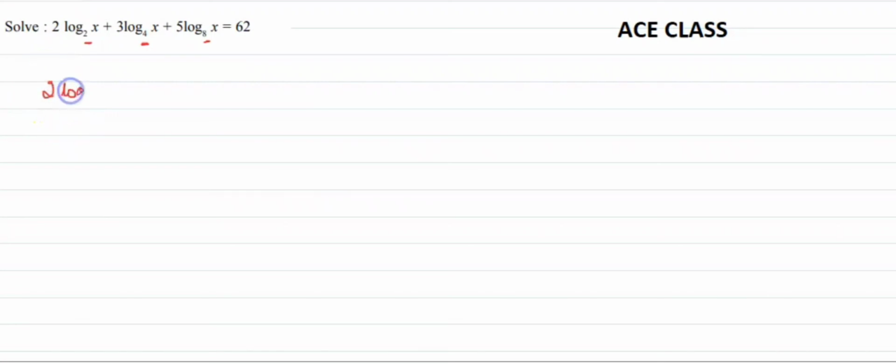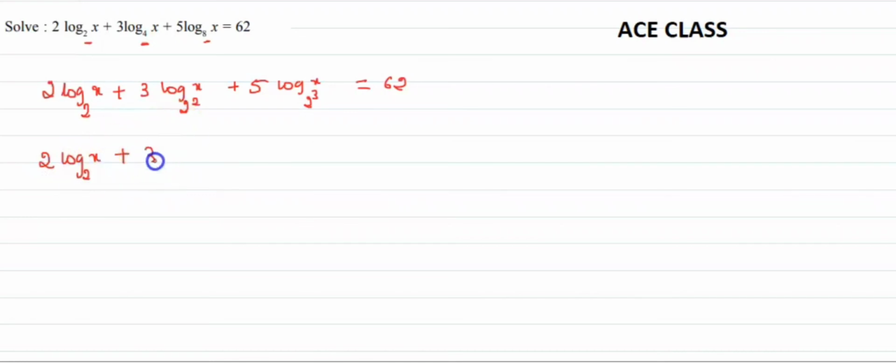So this 2 times log x to the base 2 will be kept as it is. This one, 3 into log x, this 4 I will write as 2 to the power of 2. This 5 into log x, this 8 I will write as 2 power 3, equals 62. So I'll write it as 2 times log x to the base 2 plus 3 over 2, as this 2 will come outside, which is 3 over 2 log x to the base 2. Similar way, 5 by 3 log x to the base 2 equals 62, as this 3 will come outside, that is 5 over 3.